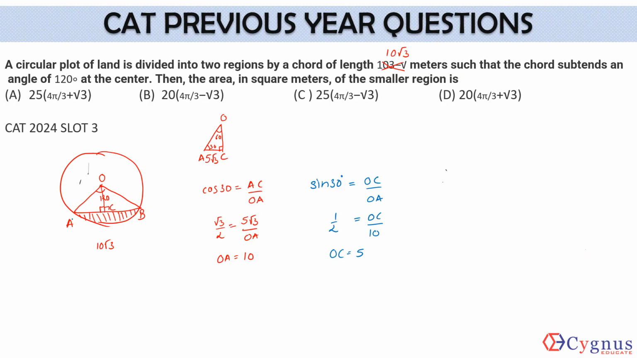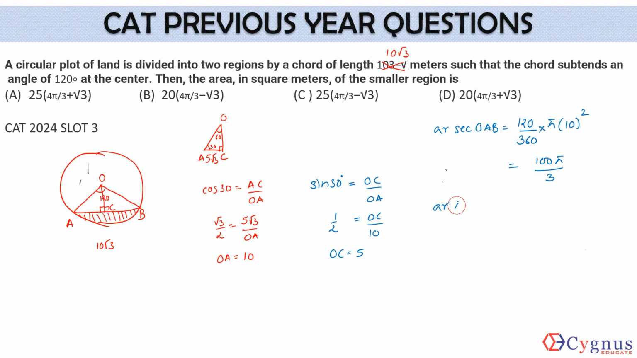Now let's focus on this sector. The area of the sector OAB is given by theta by 360, where theta is the angle subtended at the center, 120 by 360 into pi r square. What is r here? The radius, which is OA. I have already calculated OA equal to 10. So this is 10 square. 120 by 360 will be 1 by 3. So actually, what do we get? 100 pi by 3. This is the area of the sector OAB.